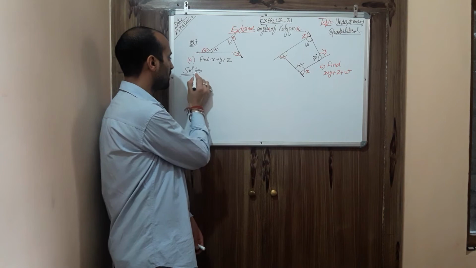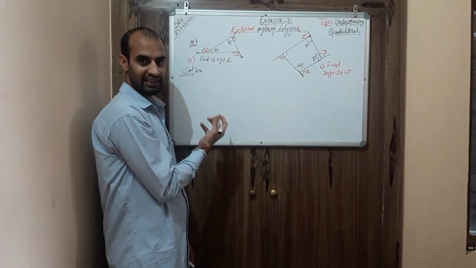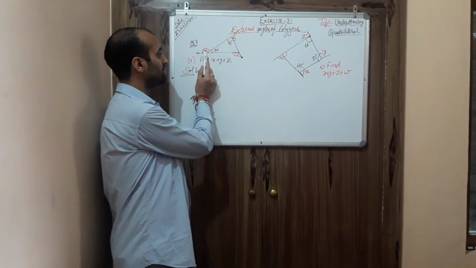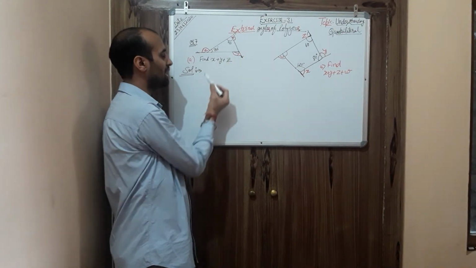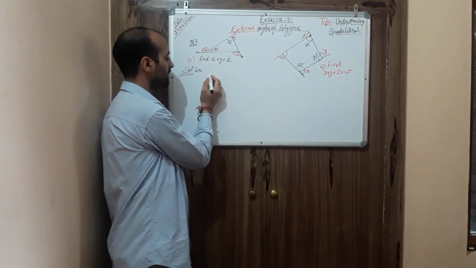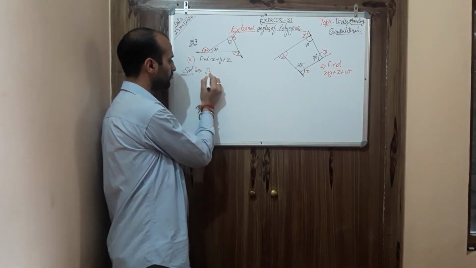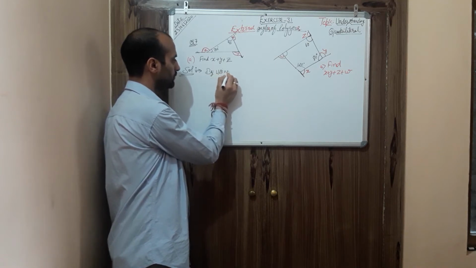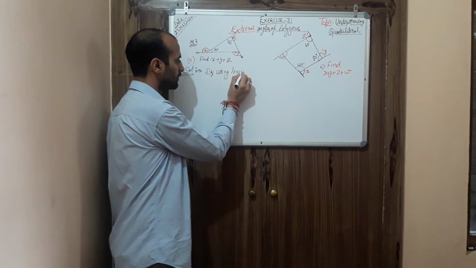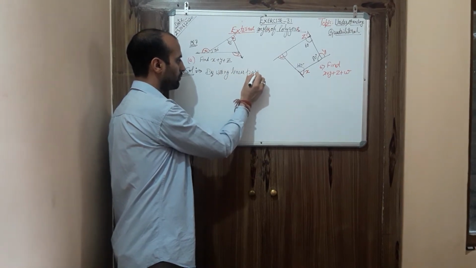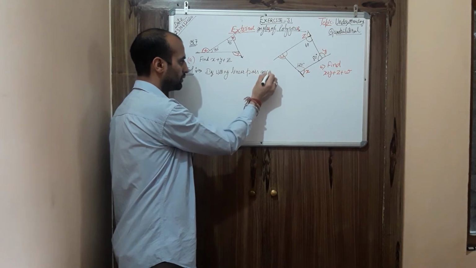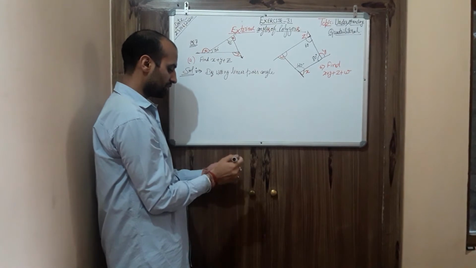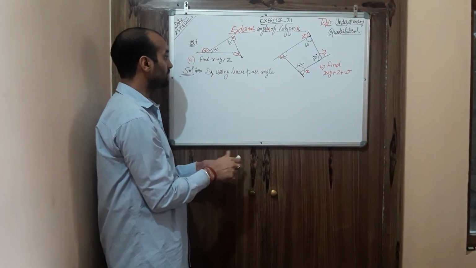Here I am going to tell you something that you did in class 8. In class 8 you studied linear pairs. Here you can see this one is a linear pair, as well as these two angles are a linear pair. So first we can write, by using the linear pair angle. What can we write by using linear pair angles here?